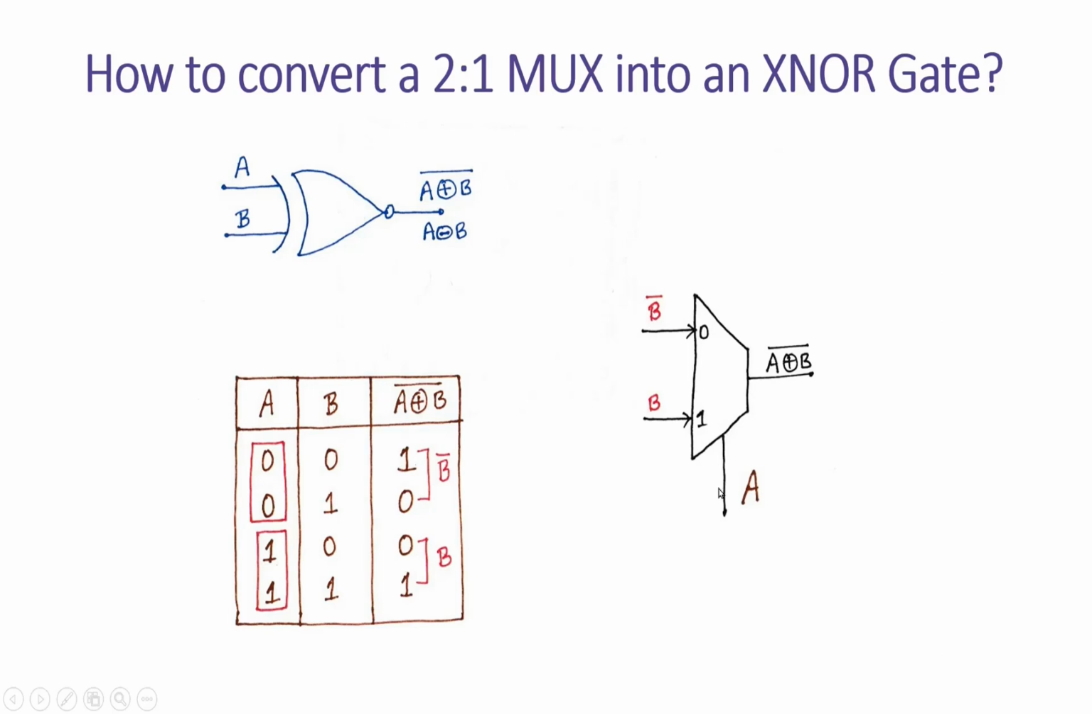When A is 1, so I know that I1 will be passed at the output of the multiplexer. Let us see what is the expected output. Expected output is B. Because when B is 0, output is 0. When B is 1, output is 1. So we will apply B at I1 input. This is how we can implement an XNOR gate using 2:1 multiplexer.